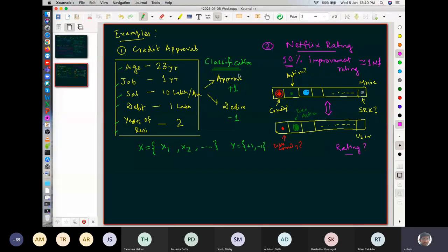Here you see, unlike the classification problem, it is not approve or decline. Rather, you are trying to predict, let's say, an IMDb rating of 8.5 out of 10. You're trying to predict a rating value. So first of all, we call such problems regression problems. In classification and regression problems, the main difference is that instead of a yes/no answer, we want a value-based answer in the output. That is the only difference between the nomenclature of these two problems.